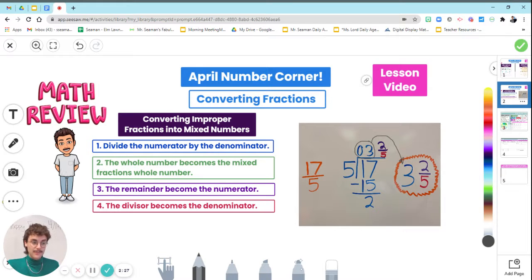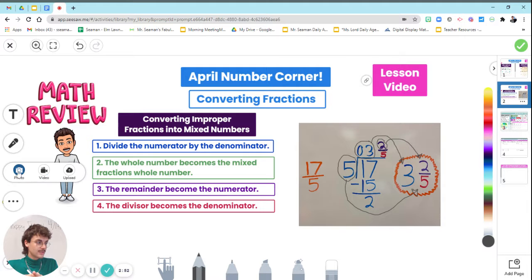Then the third step, the remainder. We had a remainder of 2 in this problem. The remainder becomes the numerator. So that is how I moved it to the numerator there. And then finally, the divisor, so what you're dividing by, I divided by 5. That is going to be our denominator. So let me show you an example really quick here.